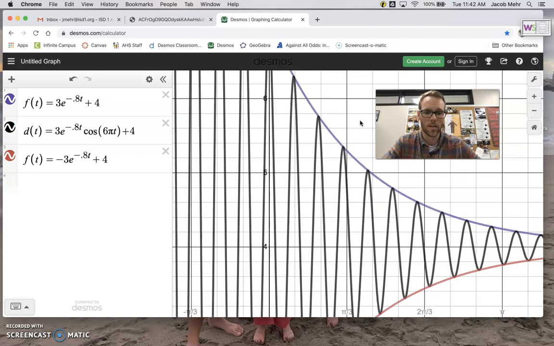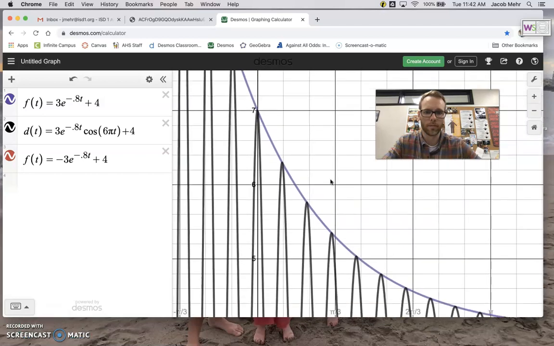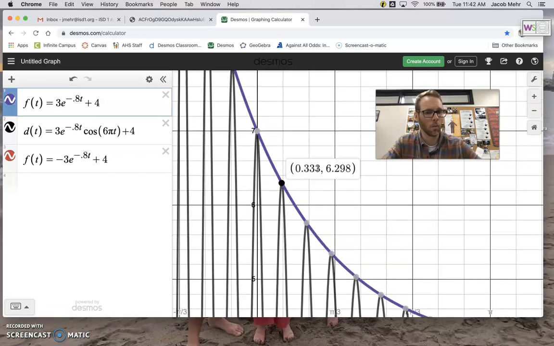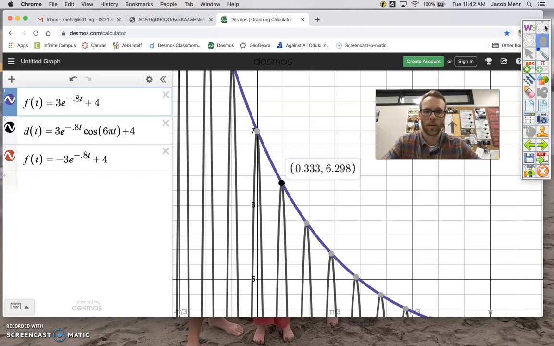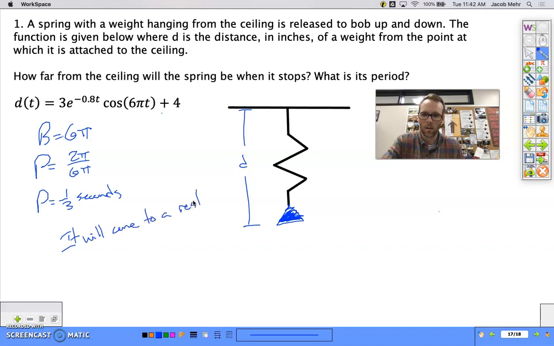Then it gets closer to the ceiling. Then it comes back up right there. And look at that. Where does that happen? It happens at 1/3 of a second. It's taken 1/3 of a second for its oscillatory period to get back where it started from. All right, so it will come to a rest 4 inches from the ceiling. And that's again because that's where the midline was.